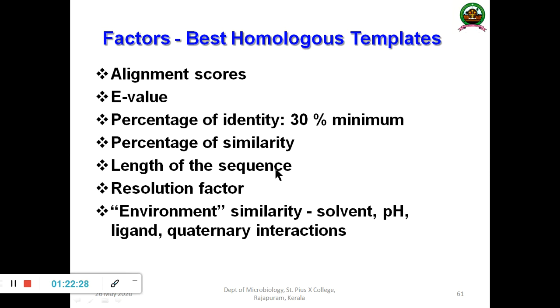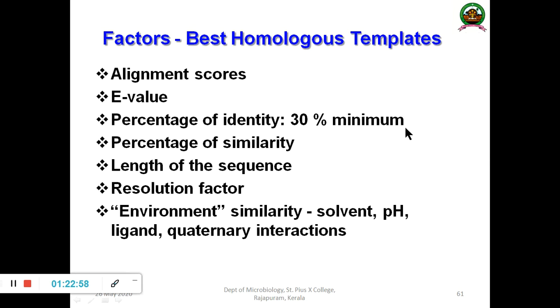Then the next one is the percentage of identity. Whenever you are selecting a protein, you should select a protein with a minimum of 30% identity. So 30% identity is the minimum cutoff you should take for a protein that you want to model using homology modeling. Why? Because the 30% identity range is what we call a homologous protein, a protein which arises from a common ancestor.